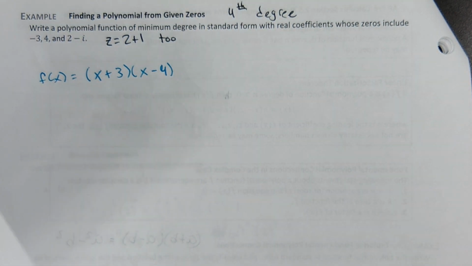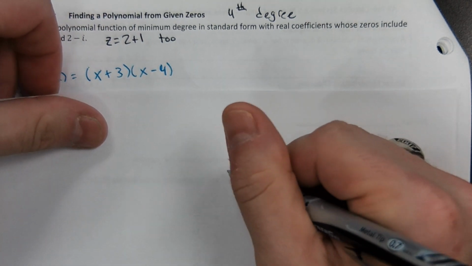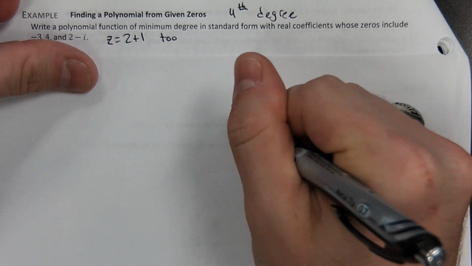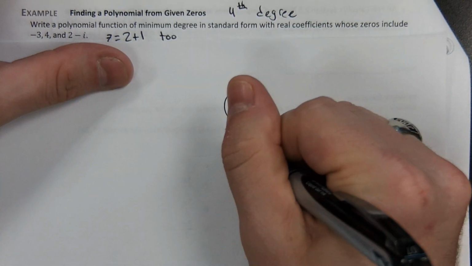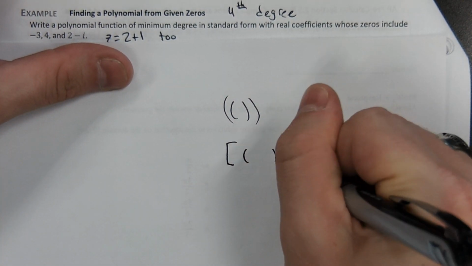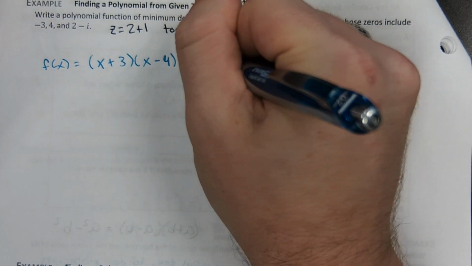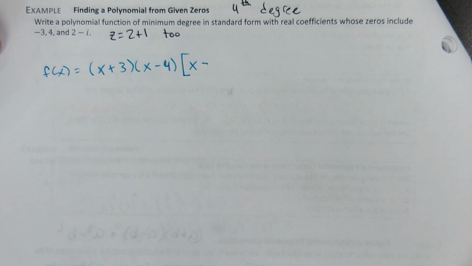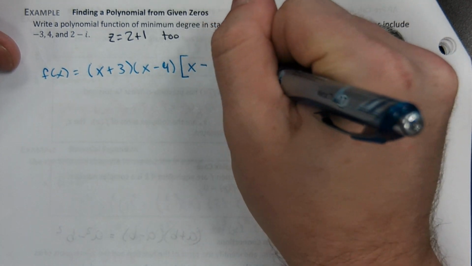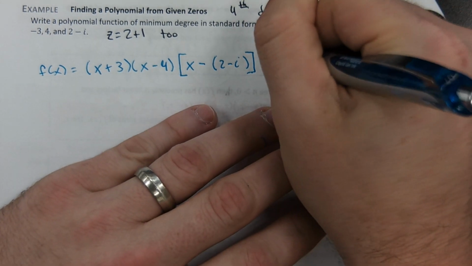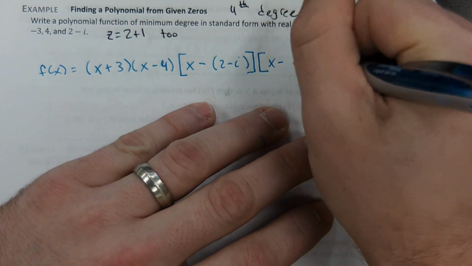Are you guys aware that when you have to wrap a set of parentheses inside of another set of parentheses, like this, it sucks to look at, so instead we write it like this in mathematics? Good. x minus this complex number, x minus its conjugate.